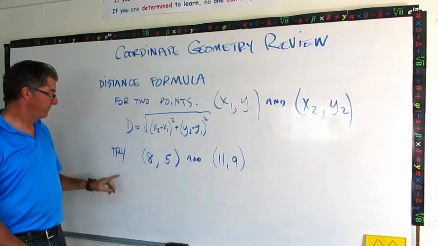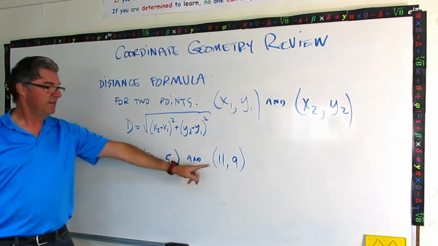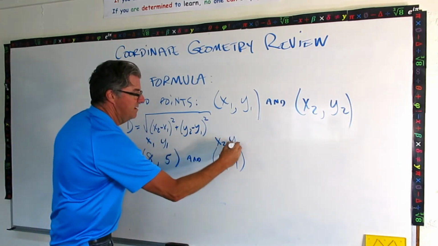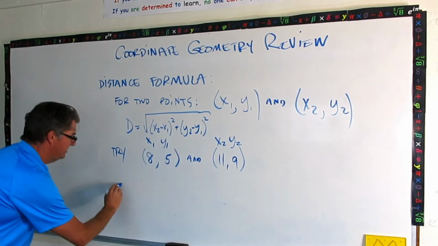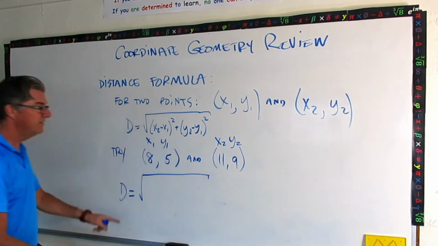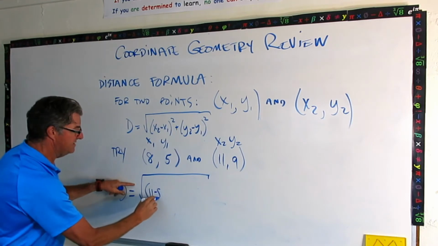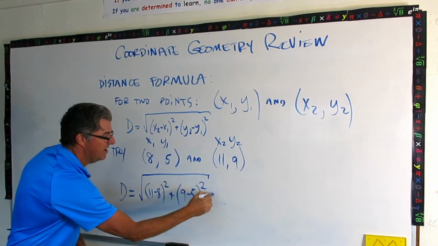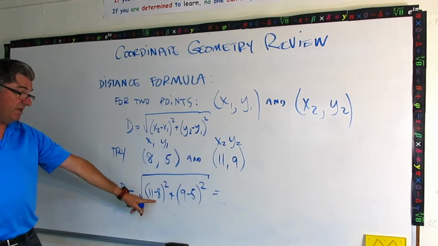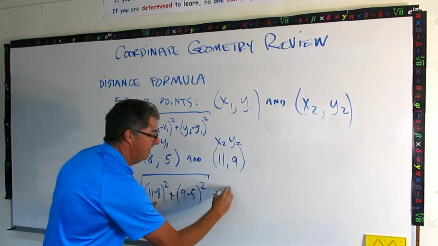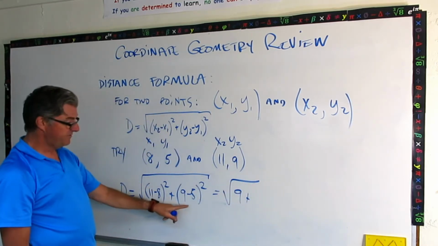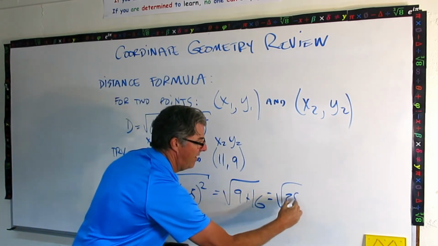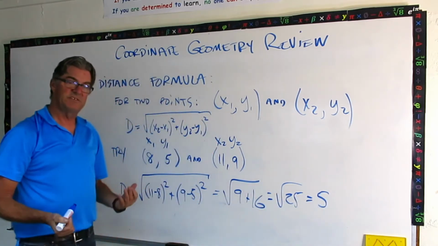So let's do a problem. Let's find the distance between the point 8,5 and 11,9. I always like to do this. That way I don't get confused. So the distance is going to be the square root of x2 minus x1 squared plus y2 minus y1 squared. This is 3, squared is 9. And this is 4, squared is 16. So that distance is 5.